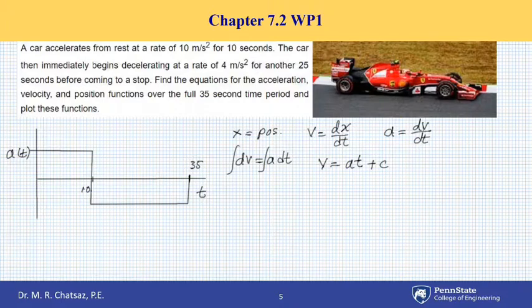For the first 10 seconds, acceleration is 10. Therefore, for the first part of motion, the velocity equation is 10t plus a constant, but since it begins from rest, that constant of integration is 0. So this is the equation of motion for velocity for the first part. For the second part, we have acceleration as minus 4, which is a d.